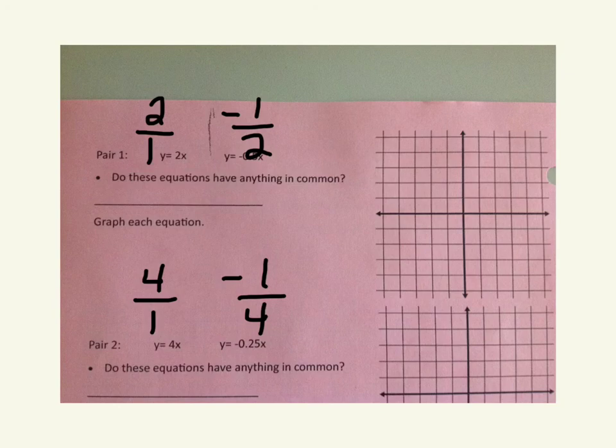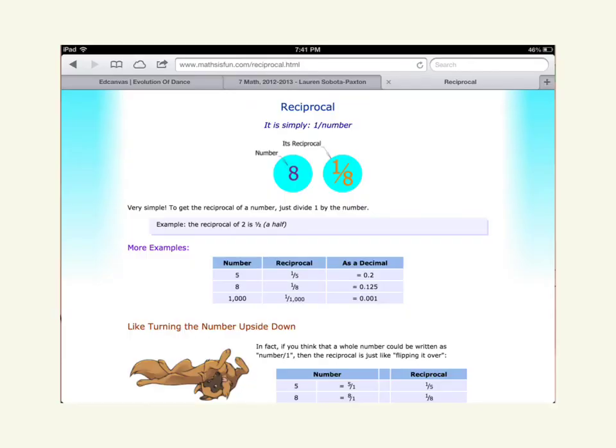Think about that as I pull up a page from the internet. One of my favorite quick, easy reference websites is called Math is Fun. I just typed in the word reciprocal, and this is what I got. A reciprocal is simply 1 over whatever number you're given. So if my number is 8, my reciprocal is 1/8. If my number is 5, my reciprocal is 1/5. It's just like this dog is doing right here, turning upside down.